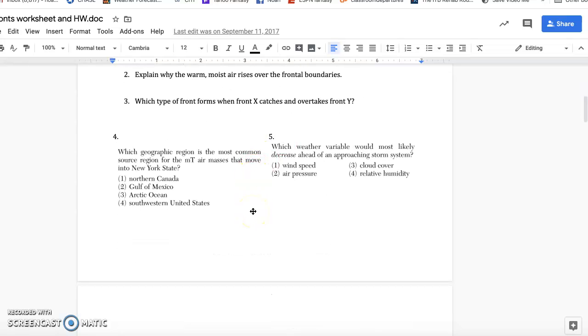4, what geographic region is most common to get a maritime tropical air mass? That would be the Gulf of Mexico, right? M, maritime, over water, T, tropical, someplace warm. It's the only one that fits that description.